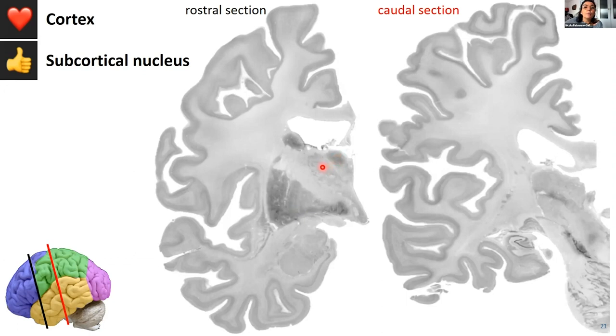And if I put the laser pointer here, would you also give me a hand, or would you give me a heart? Right, a hand. Okay, yes. This is also a subcortical structure. It's also part of the thalamus, and the thalamus is composed of different nuclei.